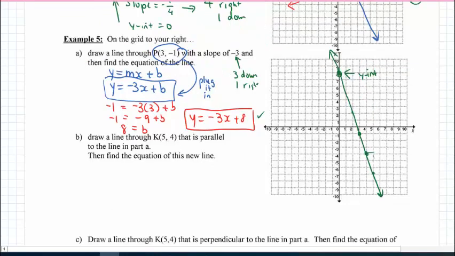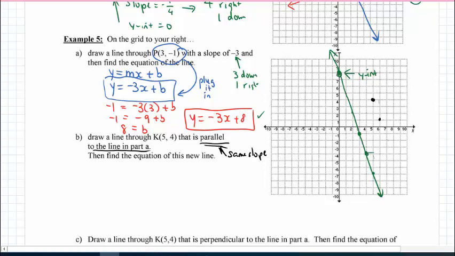So part B says draw a line through K, which is 5, 4. Here we go, 5, 4. That is parallel to the line in part A. What do we know about parallel again? Oh yeah, same slope. So that means also 3 down, 1 to the right.